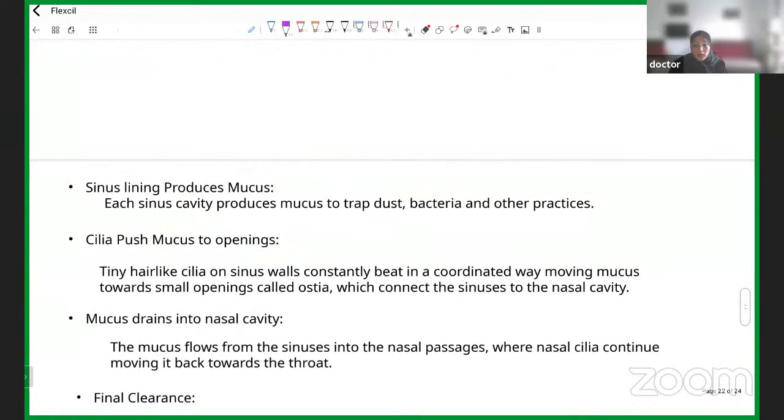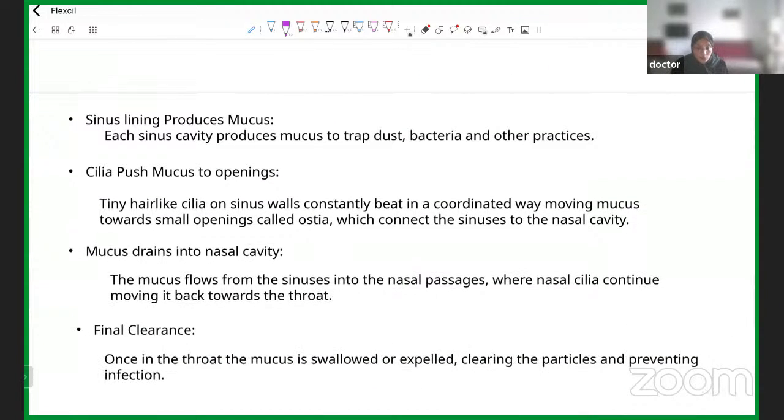All right. So what happens here is that your sinus lining produces mucus. Now, goblet cells and submucosal gland cells, which are in the respiratory tract, will start to secrete mucus so that they trap any bacteria or particles that enter your nasal cavity. Then the cilia will push the mucus to the openings. So ciliated epithelial cells will beat in a rhythmic manner and push the mucus upwards towards the pharynx, where it is actually swallowed.